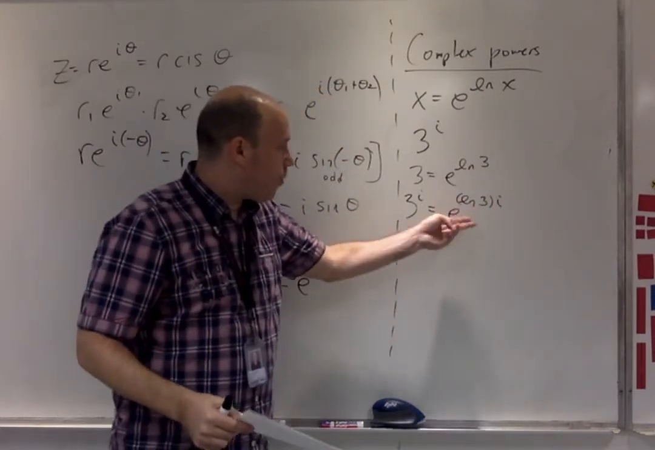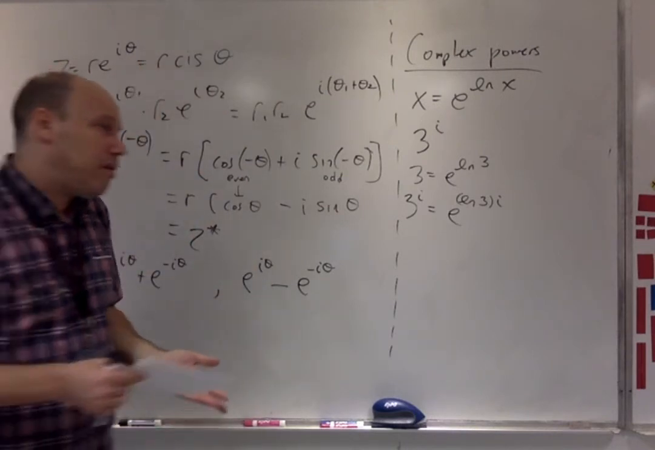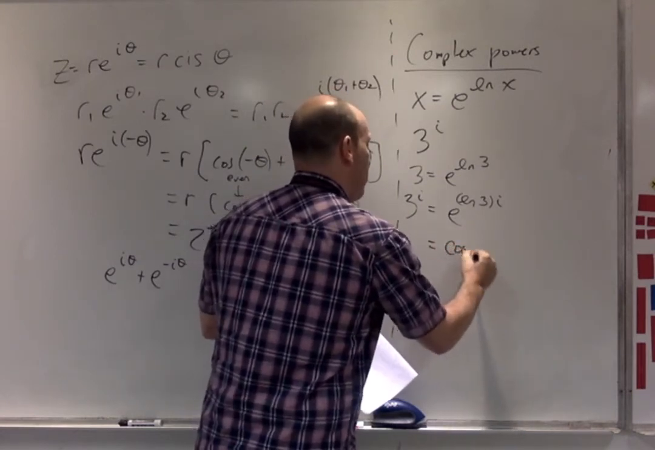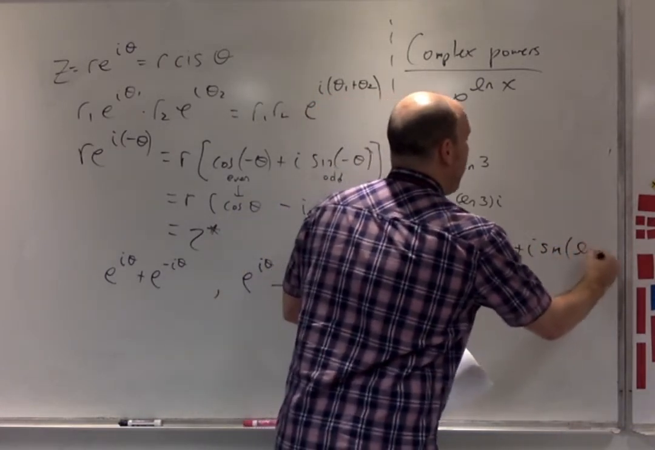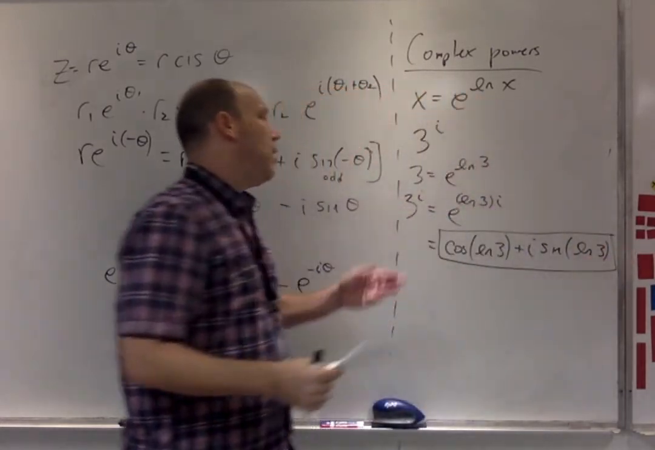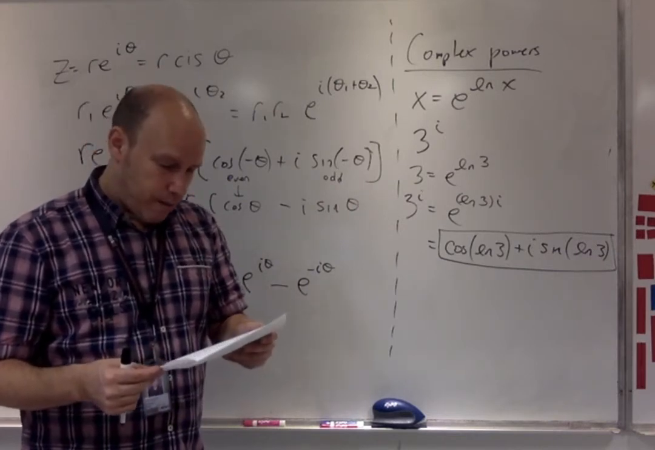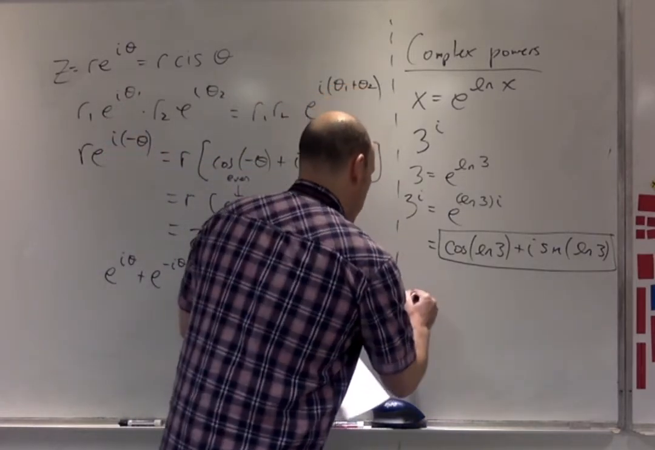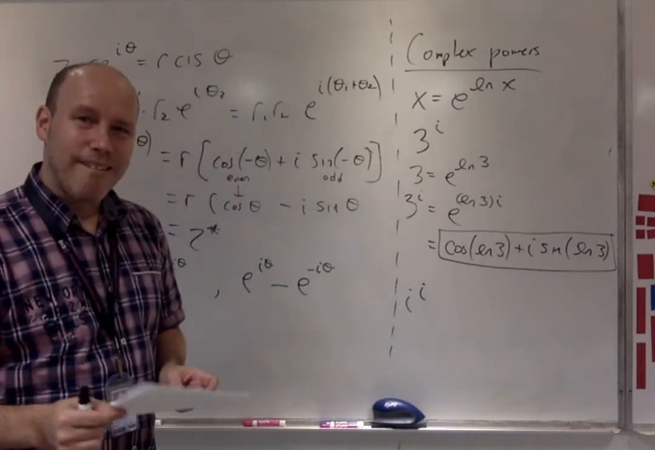Well, this form is Euler's number. So we can say that this is cosine of ln of 3 plus i sine ln of 3. And now we have a way of raising a number to a complex number. Here's something really freaky. Are you ready for this? This allows us to think about, what is i to the i? What is i to the i?